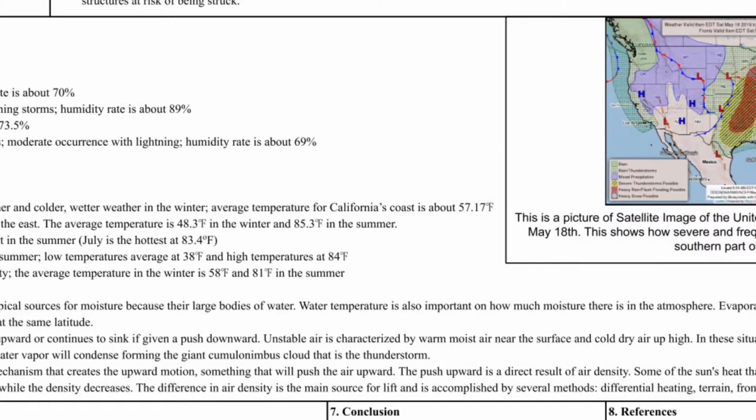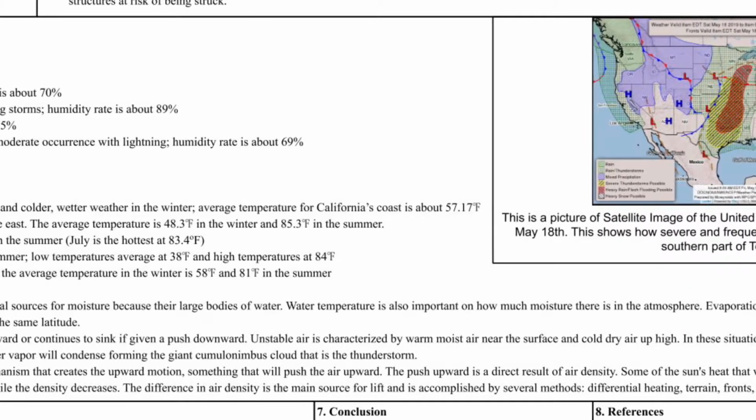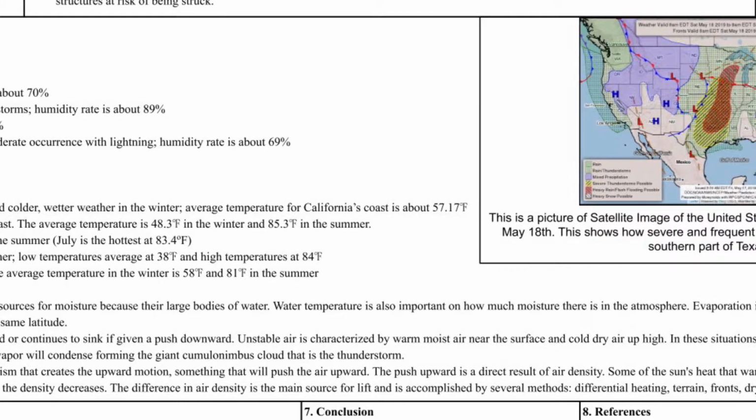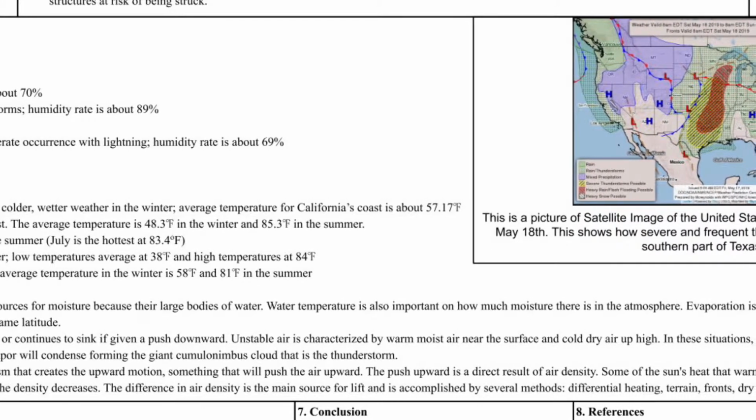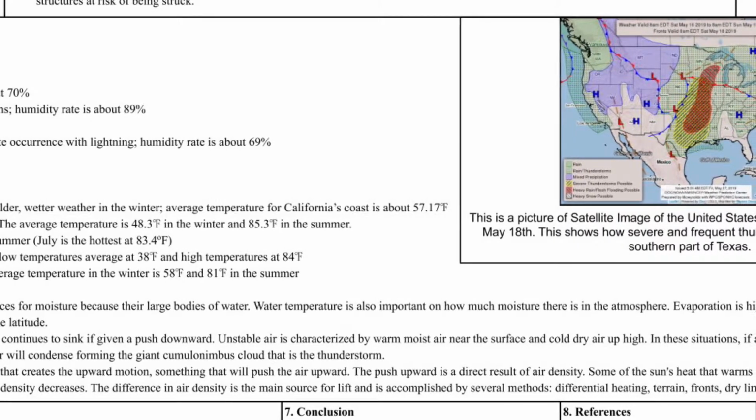Evaporation is higher in warm oceans and, therefore, they put more moisture into the atmosphere than cold ocean currents at the same latitude.